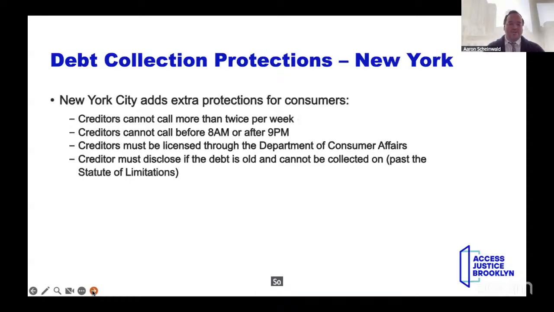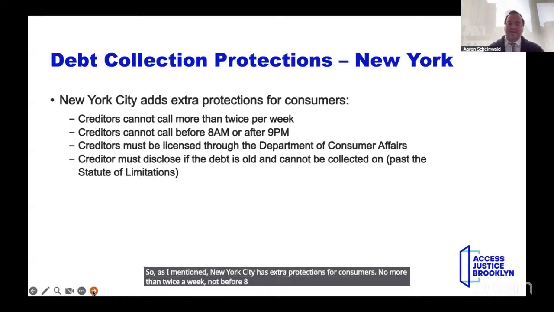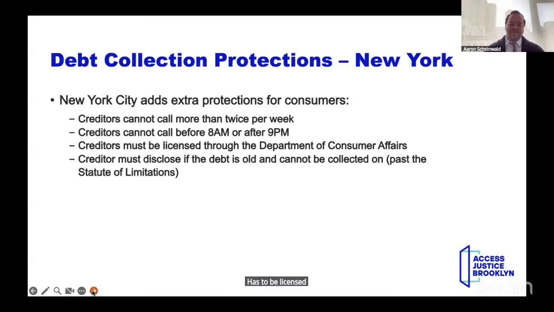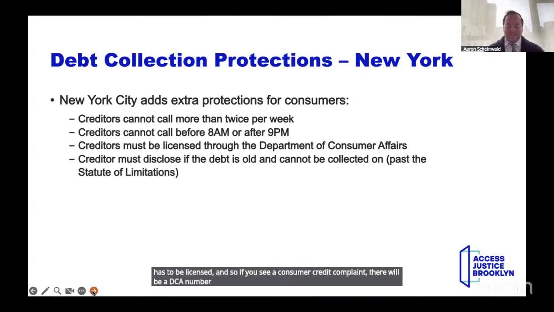So, as I mentioned, New York City has extra protections for consumers. No more than twice a week, not before 8 or after 9. Everybody has to be licensed through Consumer Affairs. A landlord tenant does not have to be licensed, but any debt collector has to be licensed. So if you see a consumer credit complaint, there will be a DCA number either on the first page or in the complaint itself. They're not doing that obviously for fun. They're doing that because they have to be licensed.